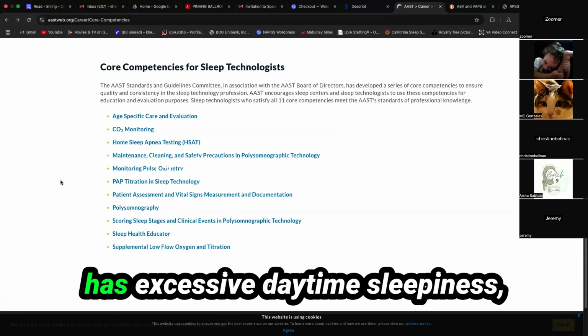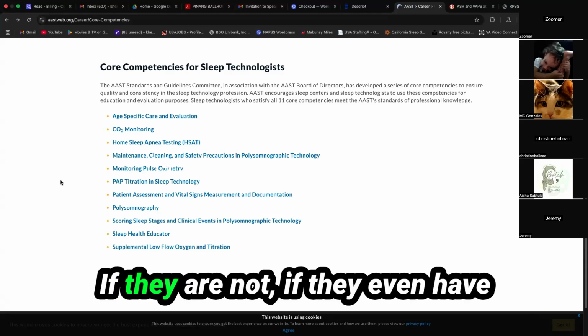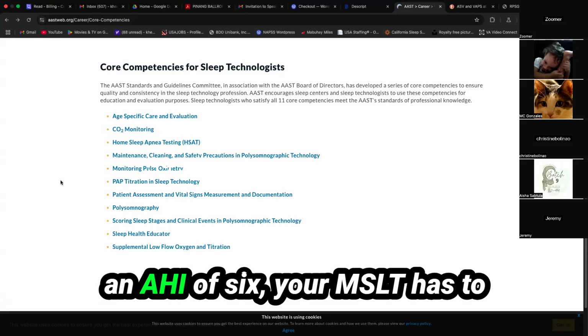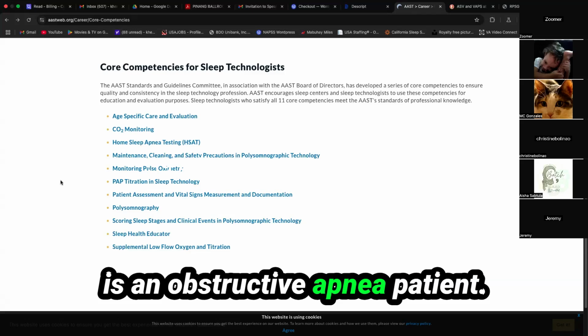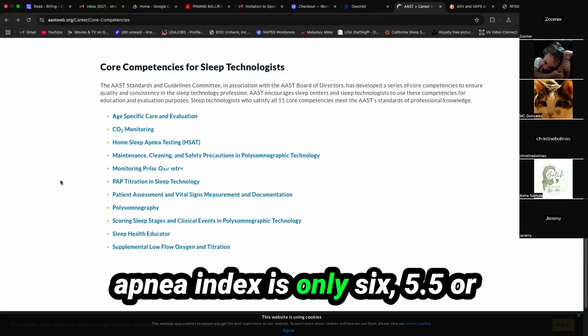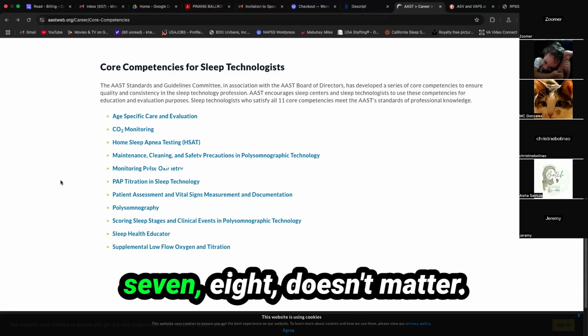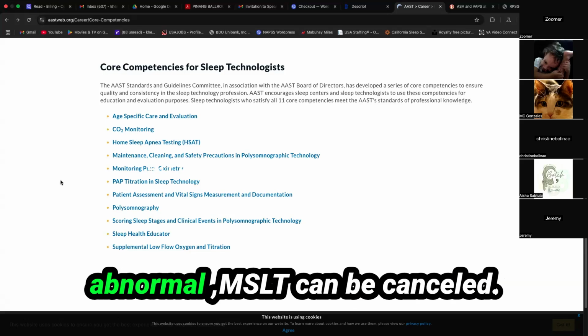If your patient has excessive daytime sleepiness, they must be negative for apneas. If they are not, if they even have an AHI of 6, your MSLT has to be canceled, because that patient is an obstructive apnea patient. Okay, so it doesn't matter if your apnea index is only 6, 5.5, or 7, 8, doesn't matter. If the patient has an apnea, AHI is abnormal, MSLT can be canceled.